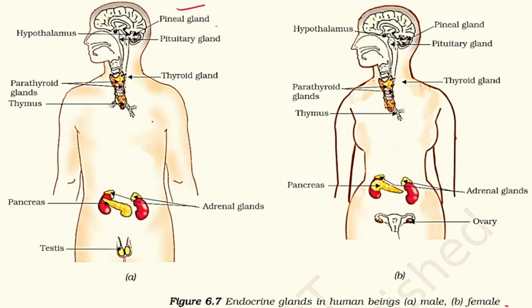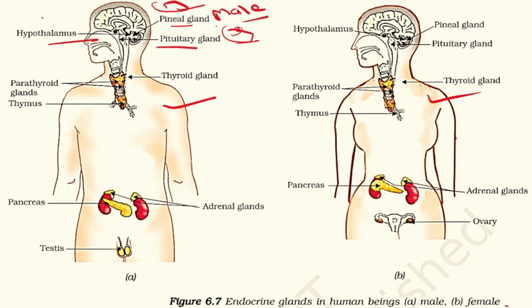This is diagram A, human male, and this is human female. Now first we will see the endocrine system in male. In the endocrine system in male, first we have this pineal gland. Pineal gland is located in our head near the brain. Then we have the pituitary gland. Pituitary gland is located again near the brain. Hypothalamus is also located nearby. So these are the three glands which are located in our head: pineal gland, pituitary gland, and hypothalamus.